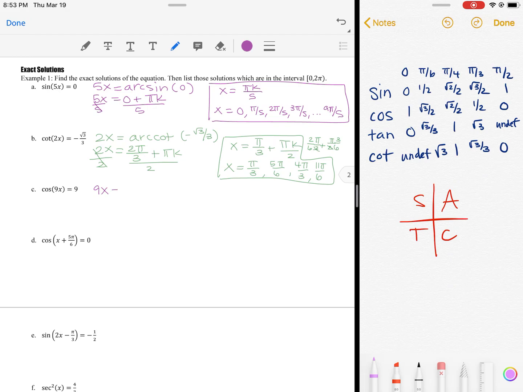The next one, same idea. We're saying 9x equals arc cosine of 9. You should notice an issue there. What's the issue?